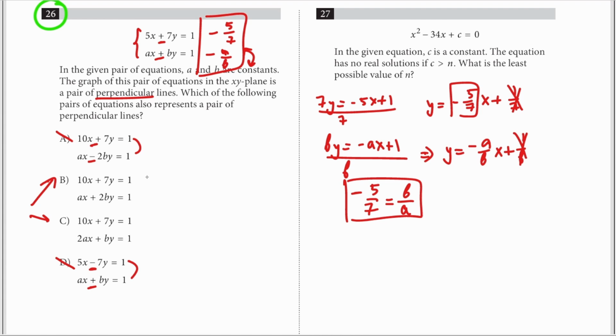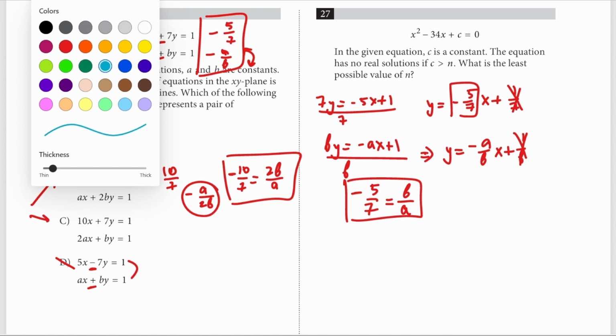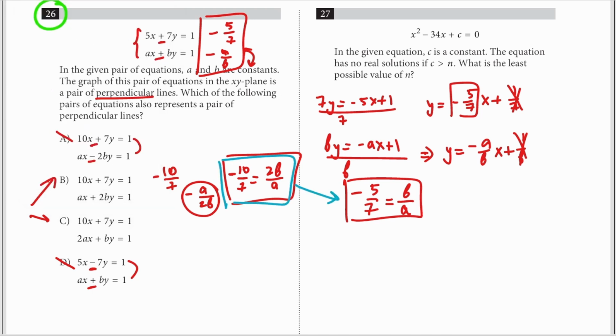So the slope for the top equation is -10/7. The slope for the bottom equation is -a/2b. If they are negative reciprocals, then we'll have -10/7 is equal to positive 2b/a. I'm just flipping this and negating it, making it positive. Now, if you compare this to that, we see how they are identical, right? Because if we divide this blue equation by 2 on both sides, we will get -5/7 is equal to just b/a. So hence, B is the right answer.